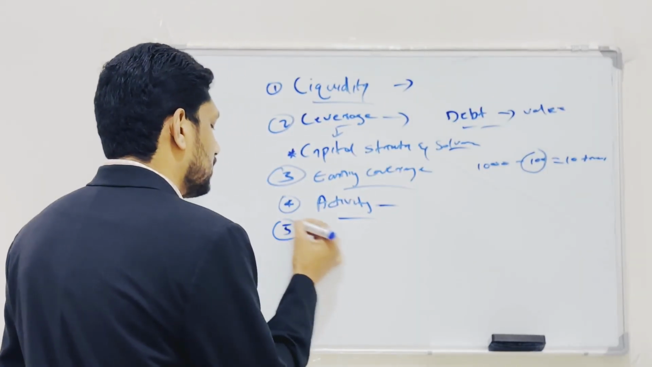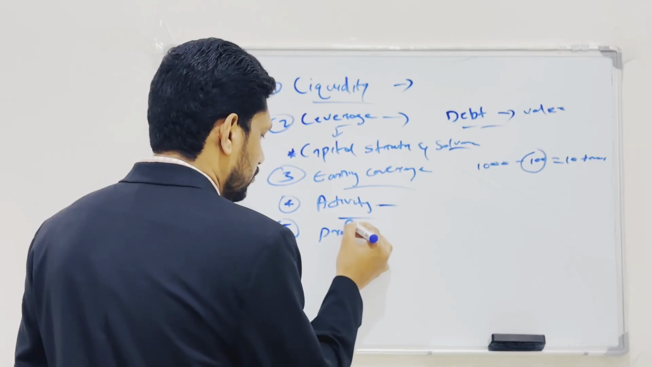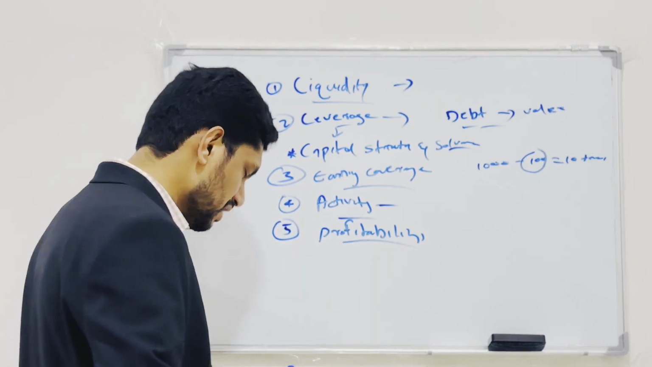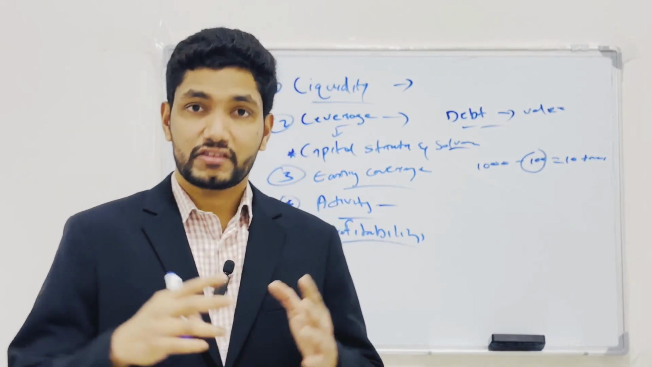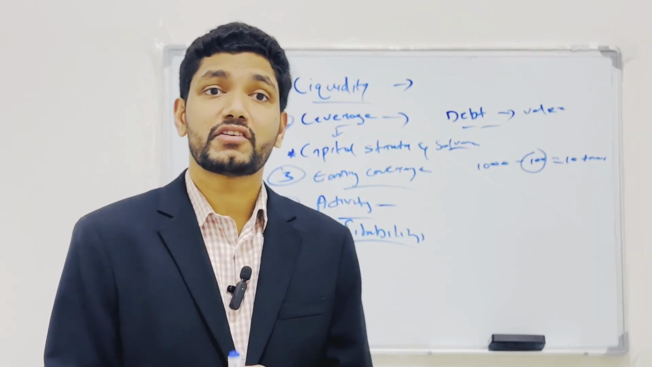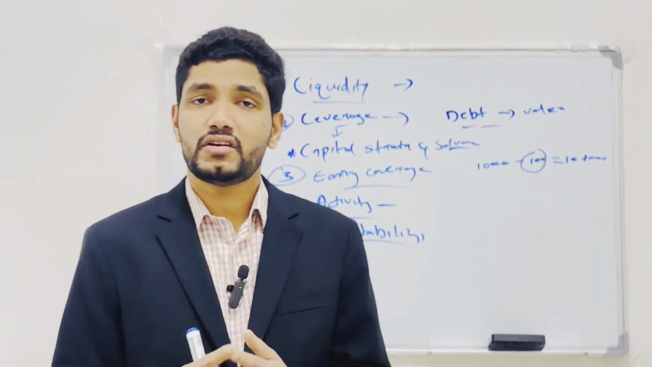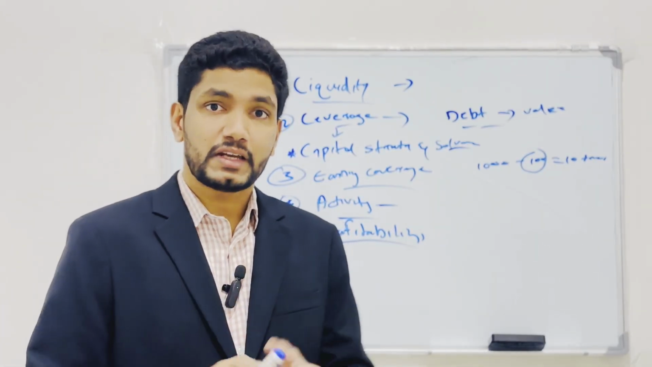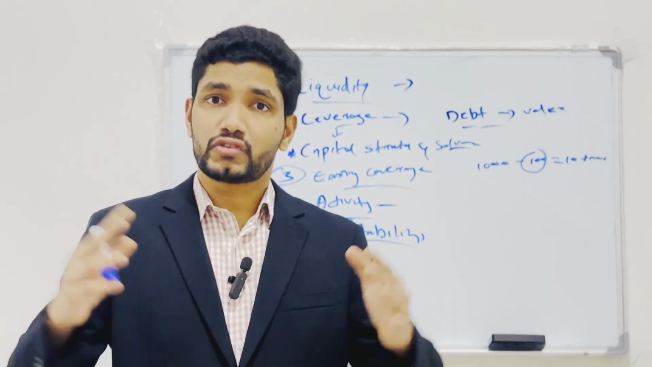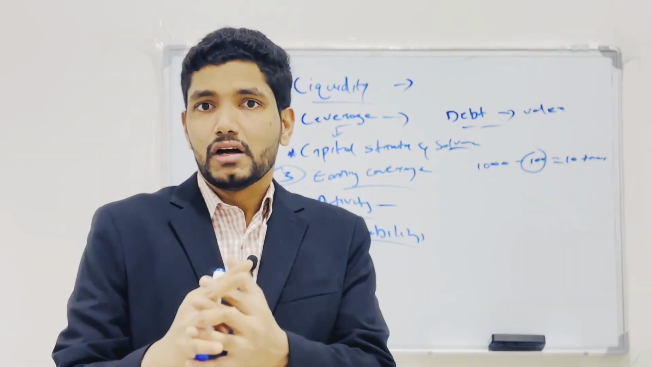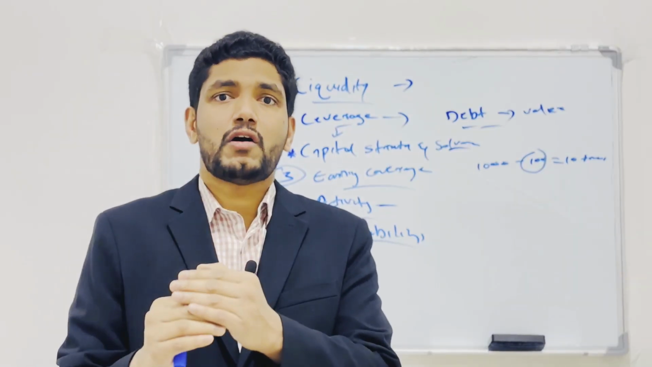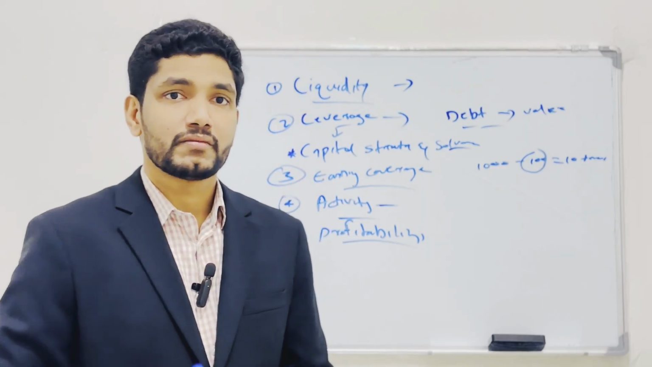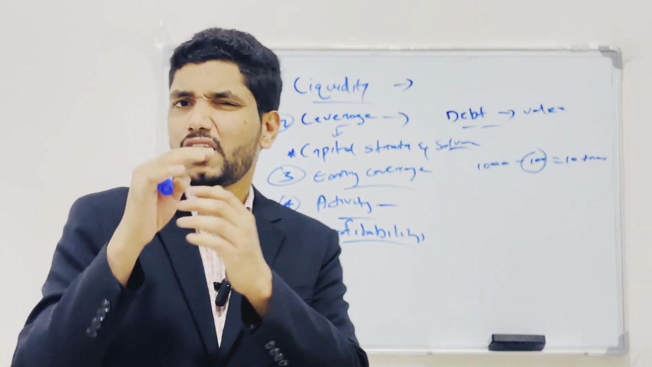Then the fifth category we discussed is profitability ratios. The key ratios are the GP margin, or gross profit margin, then the operating profit margin, and the net profit margin. They all compare gross profit, operating profit, and net profit with net sales to see how much proportion of the sales is the gross profit, the operating profit, and then the net profit. How much proportion of the sales is profit.